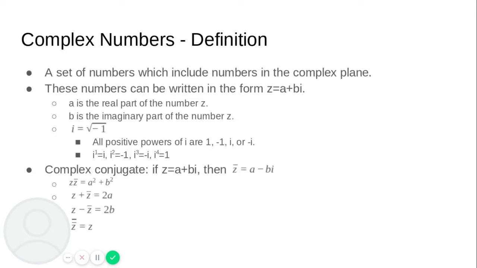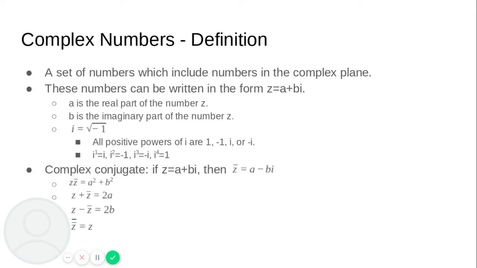In traditional math, we cannot take the square root of -1, which is why we come up with this imaginary number, this fundamental imaginary number i, which is the square root of -1. And this is what b is multiplying.